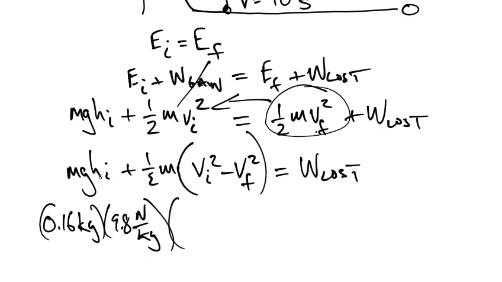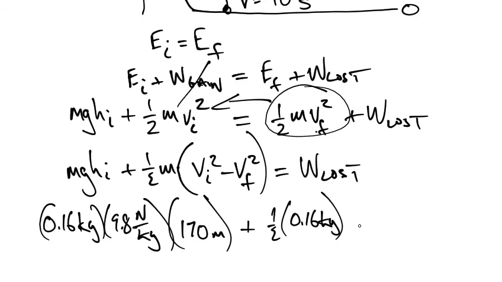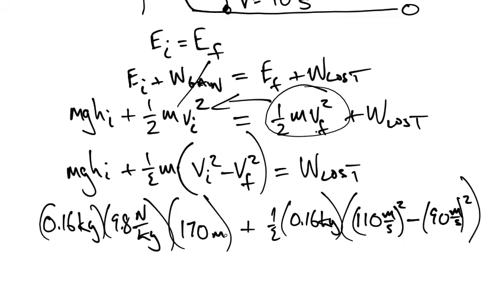So now we multiply. We're still here on h. Our initial height was 170 meters plus 1/2 times the mass of 0.16 kilos, and then we multiply by 110 meters per second squared minus, finally, 90 meters per second squared. And what do we get?